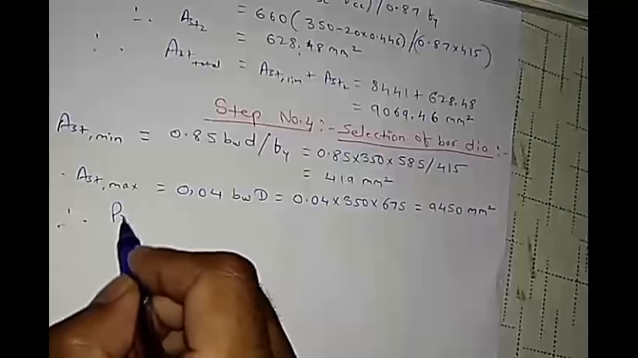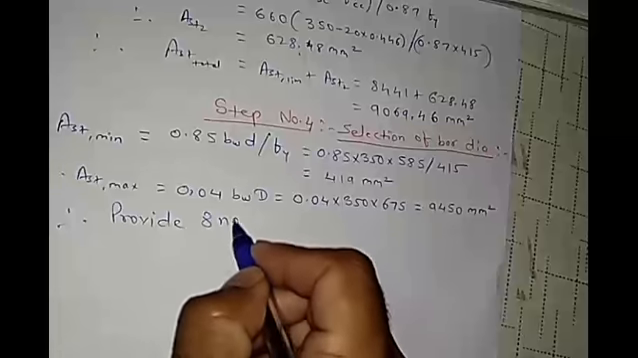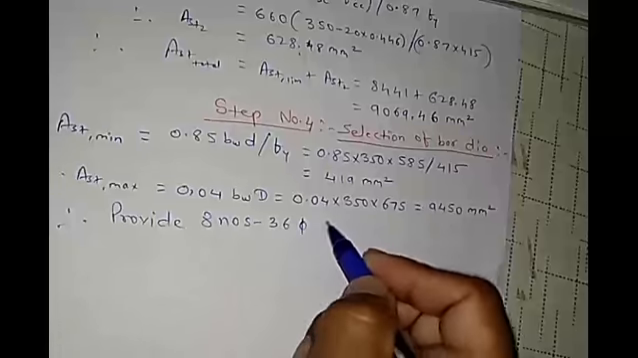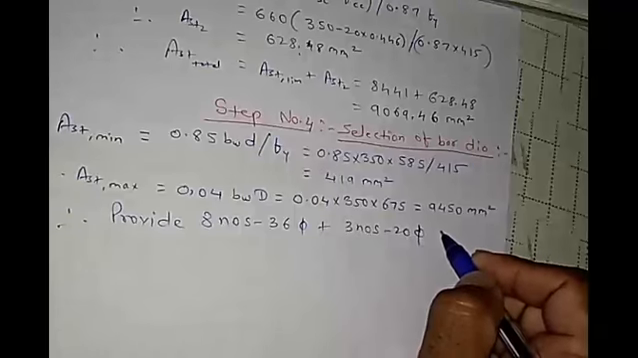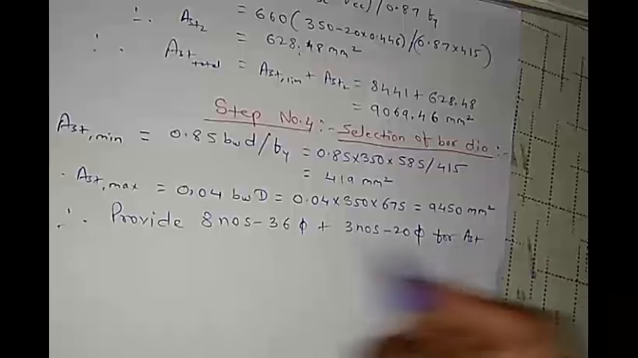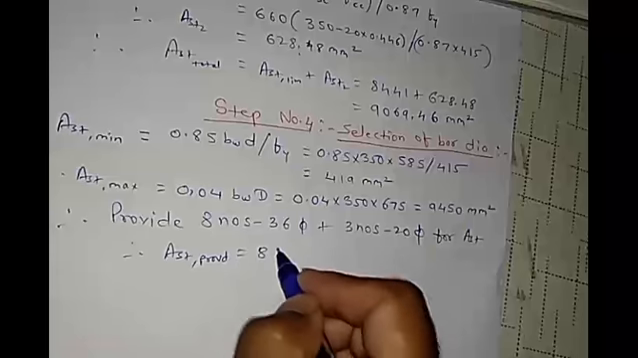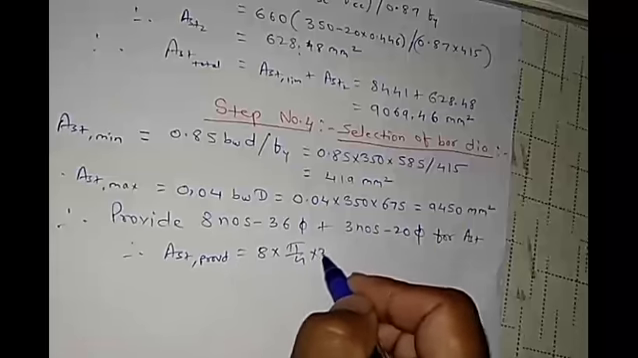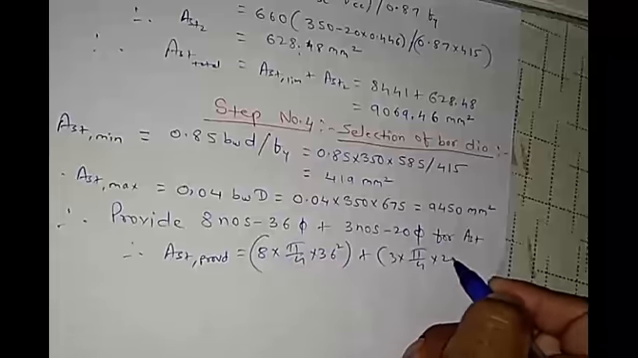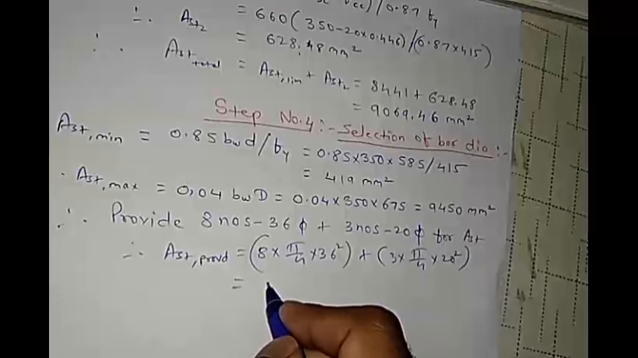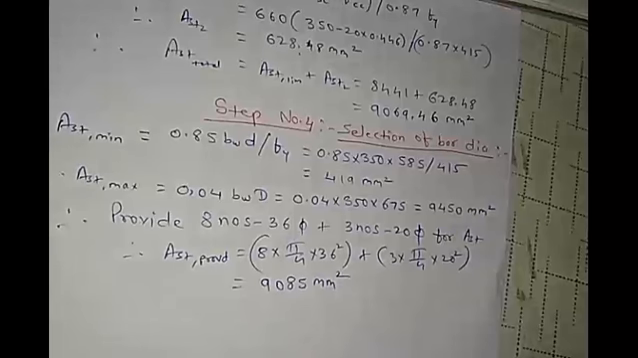And therefore, provide eight numbers 36 mm plus three numbers 25 mm for Ast. Therefore, Ast provided will be equals to 8 into pi by 4 into 36 square plus 3 into pi by 4 into 25 square. So this is going to be around 9085 mm square.